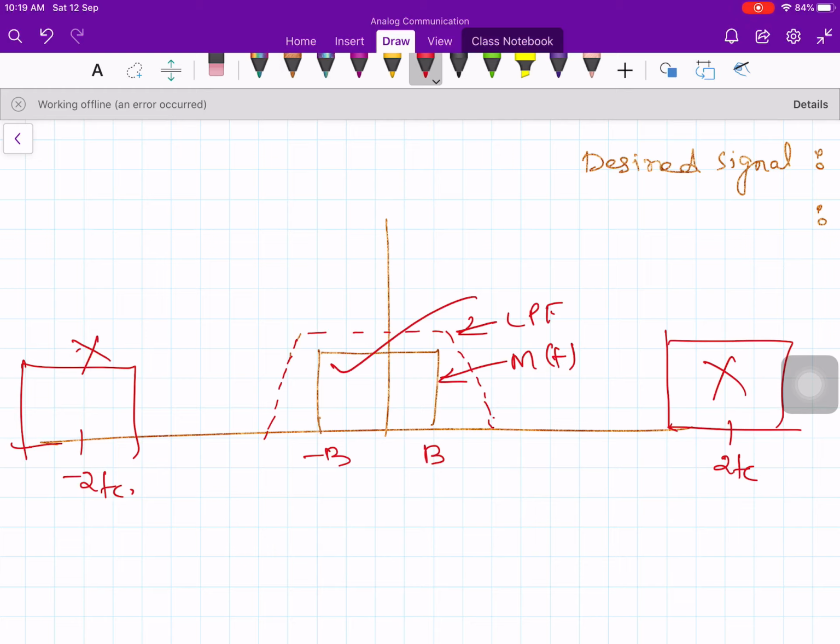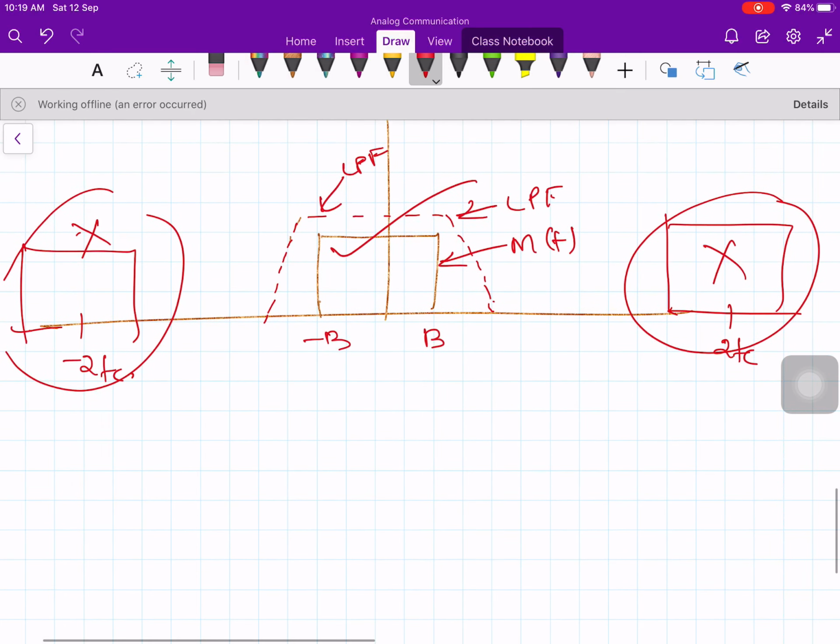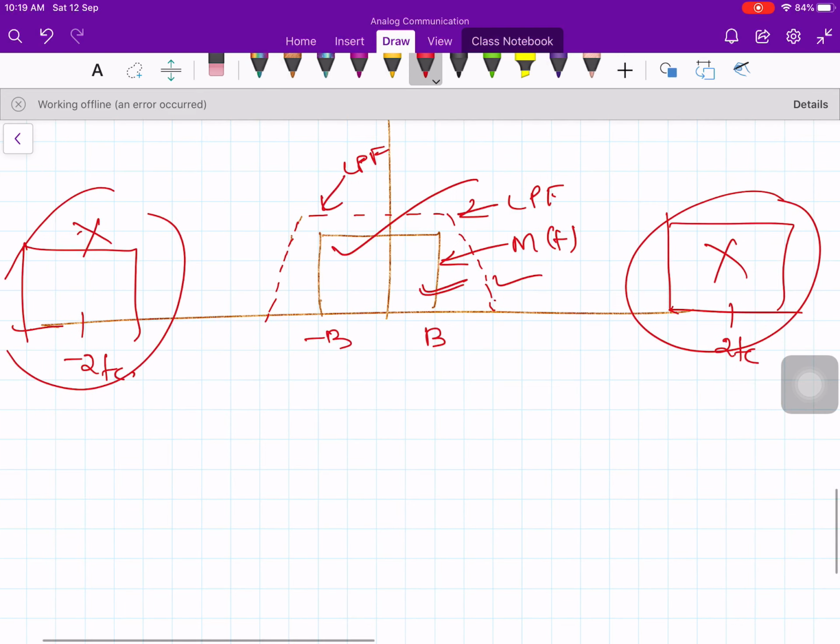So if you have a low pass filter with the response like this dotted line, then this guy and this guy will get eliminated, and what you get in the output is the product of the low pass filter and this guy M of f. Okay. So this response is M of f and this response is the low pass filter.